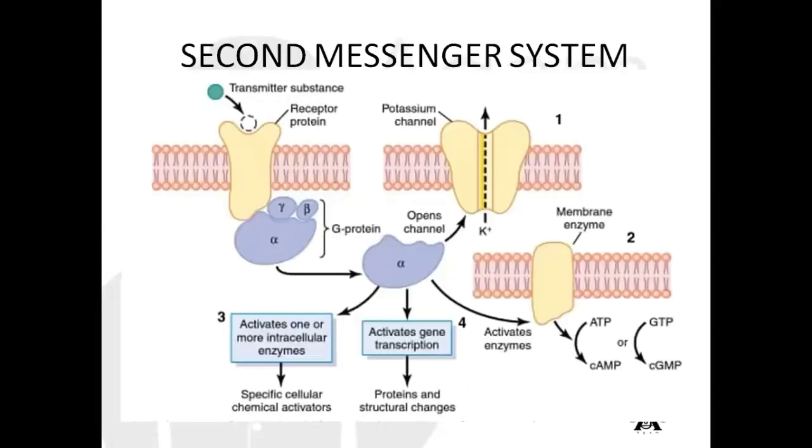Second messenger system, it is mainly through G protein coupled receptors. The receptors are coupled with G protein, which consists of three subunits, alpha, beta, and gamma. When it is in the inactive state, the three subunits are together and it binds to GDP. Whenever a neurotransmitter substance binds to the receptor protein, there is a conformational change such that GDP is transformed to GTP and the alpha subunit dissociates from the beta and gamma subunits and causes specific effects like opening of channels, activating one or more intracellular enzymes, activating gene transcription, and activating certain enzymes like cyclic AMP and cyclic GMP.